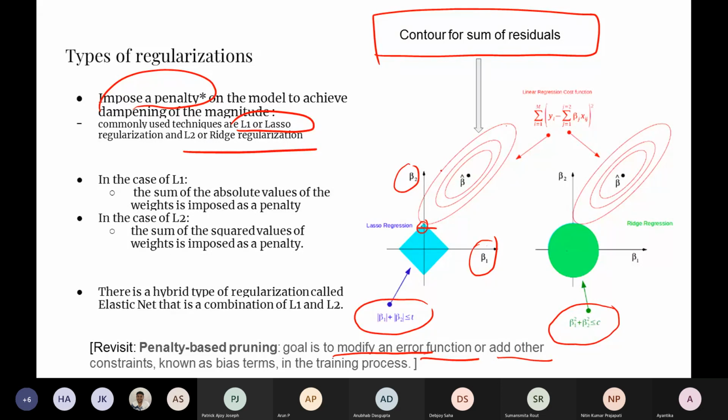Okay, this diagram signifies that, but if you see this ridge regression, the contour is meeting here. It is not meeting at any of the edges, any of the axes. So for that reason you are not getting any beta i value of zero here. But here, some beta i value is 0.